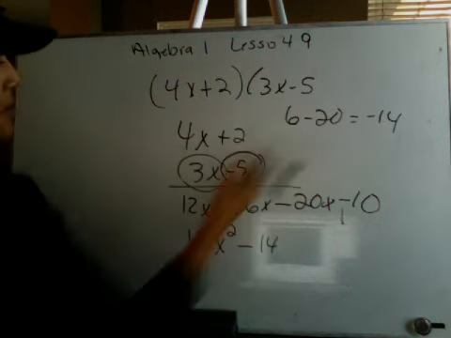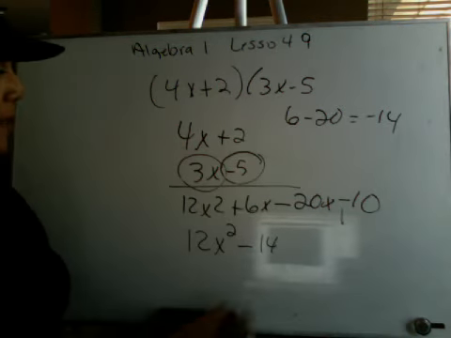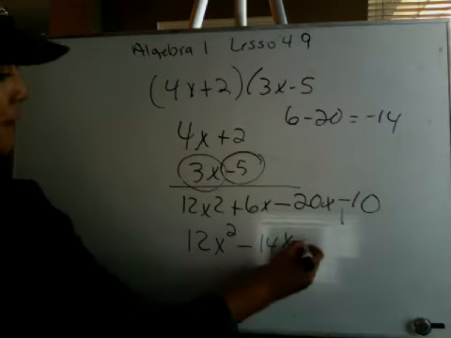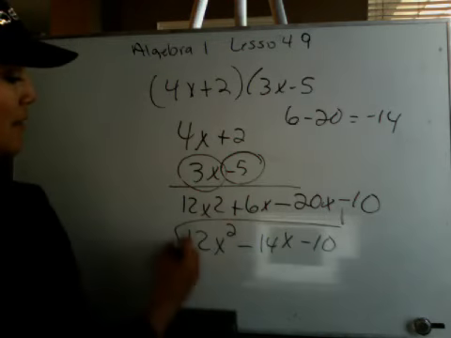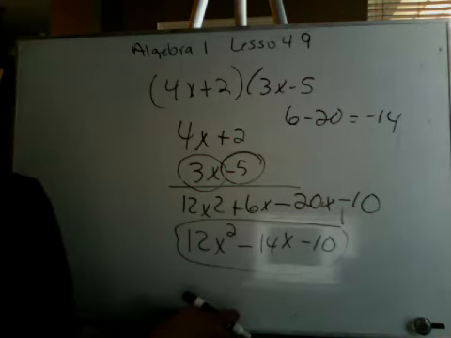Because the signs are different and 20 is bigger. That's why it stays negative. And then you keep the x minus 10. And that's simply, well, your answer.